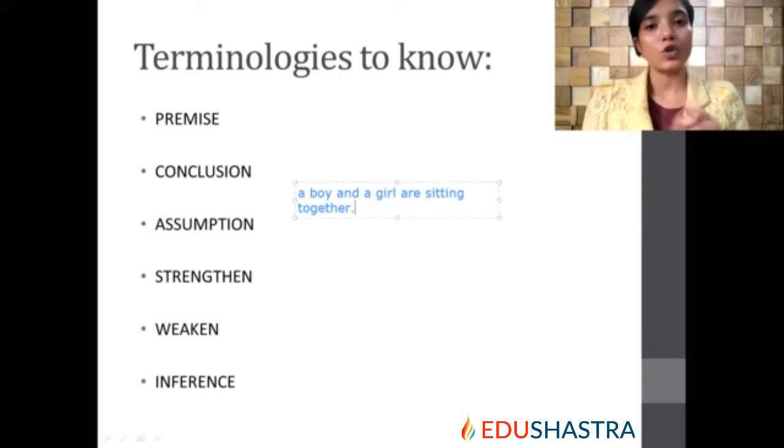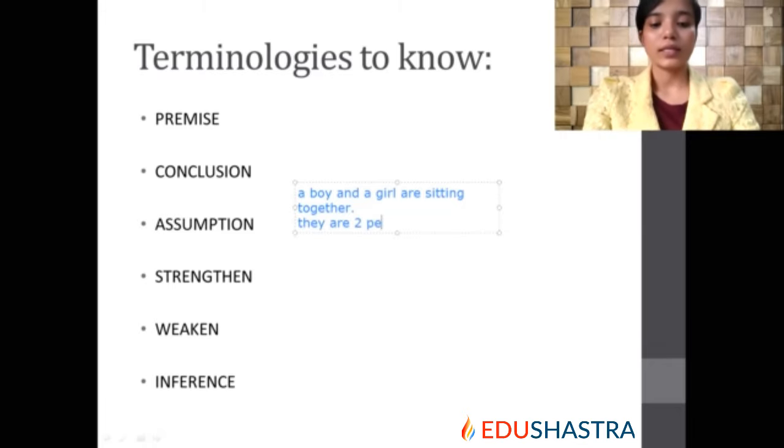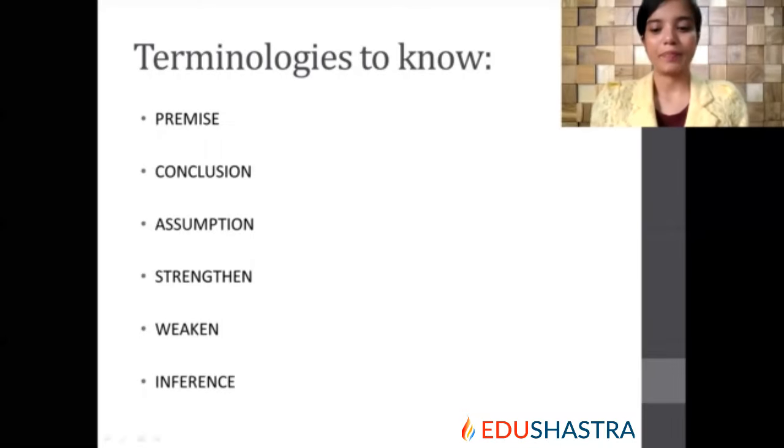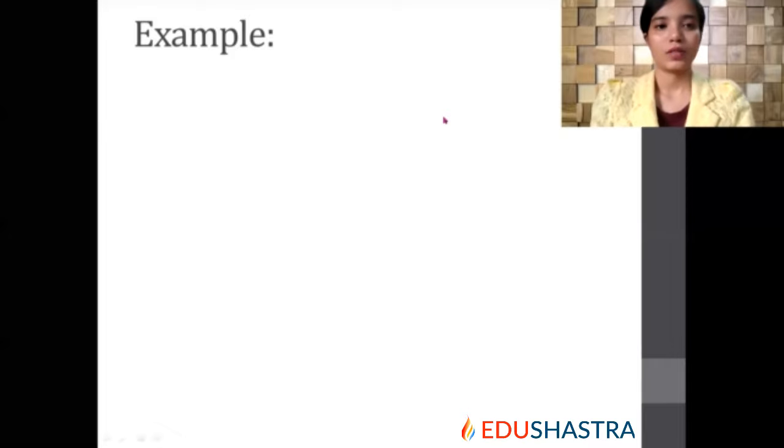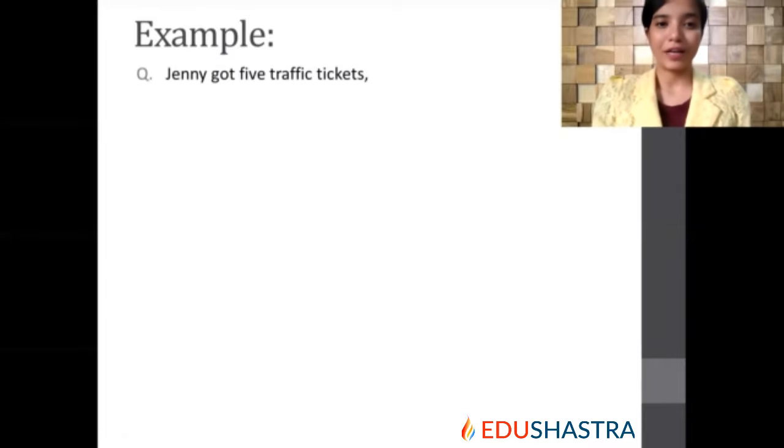You cannot deny the fact. How can I say there are two people? If I say there are two people sitting, can you deny that there are no two people, irrespective of boy and girl? Can you deny the fact that this is not an inference? This is an inference, which means a true statement but still not given. I understood. Okay, now next I'll be showing you an example. So Jenny got 5 traffic tickets. She is a bad driver.